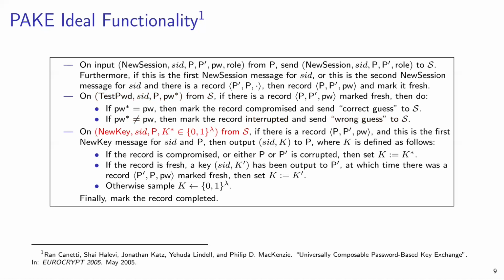Later on, when the simulator submits a new key query to tell the functionality to output a key to a given party, what key is output depends on the state of the session. If it's compromised, the simulator gets to choose which key to output to that party. If it's interrupted, then the party is just going to get a random key. And only when the session is fresh, that is, neither compromised nor interrupted, will the functionality do what you'd expect the PAKE to do in the honest case, where it generates a random key and gives the same key to both parties.